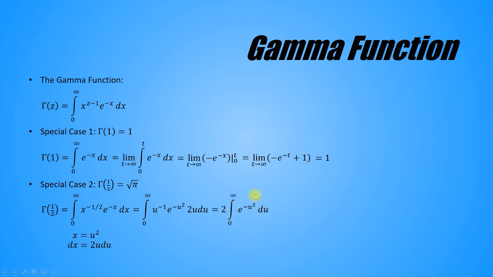Now this integrand is an even function of u, which means that its integral from 0 to infinity is equal to its integral from negative infinity to 0. That means that I can get rid of this factor of 2 by integrating from negative infinity to positive infinity of the same integrand. This is the well-known Gaussian integral.